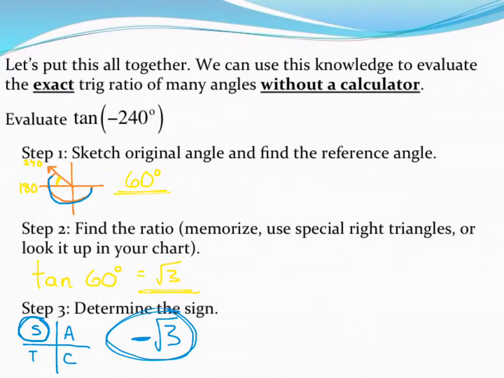I can check this using a calculator as long as I'm in degree mode. I can type in tangent of negative 240 degrees, and I can see that that comes out the decimal equivalent of this, negative square root of 3.